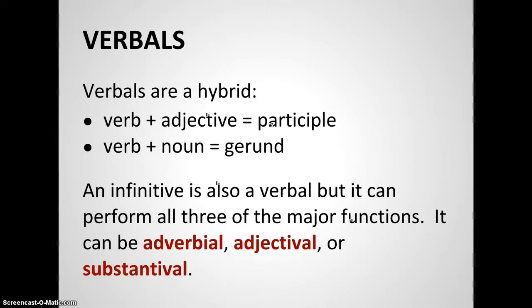And the interesting thing about infinitives is that they can perform all three of the major functions that we've discussed already. They can be adverbial, adjectival, or substantival, which means they can perform any of the noun functions. So infinitives are very easy to find because it's always going to be to plus some verb, to hit, to run, to study. But they're the most difficult to analyze in terms of their function because they can be all three of these things. If you have a participle, you know it's going to be adjectival. And if you have a gerund, you know it's going to be substantival. But infinitives can be all three of these things.